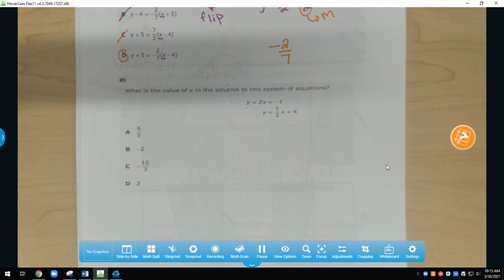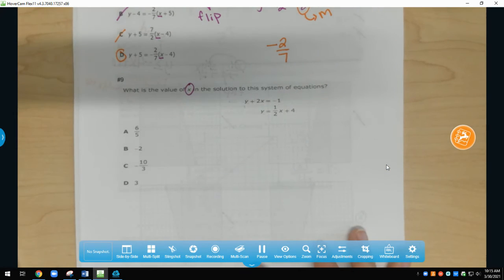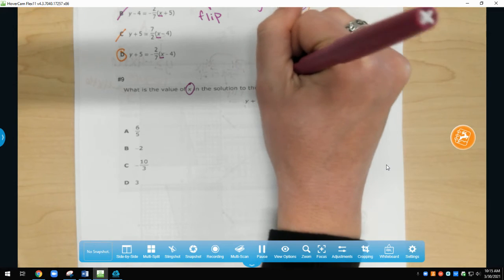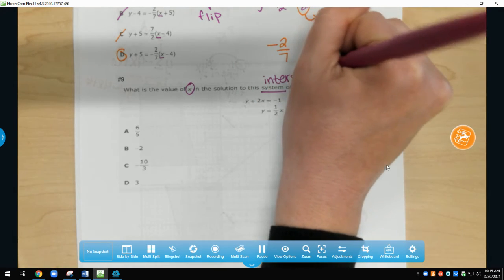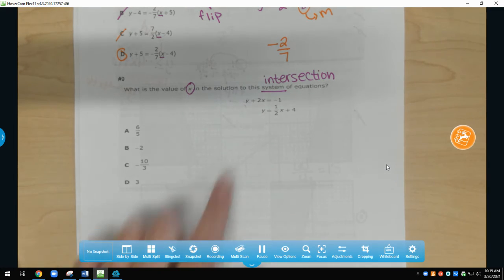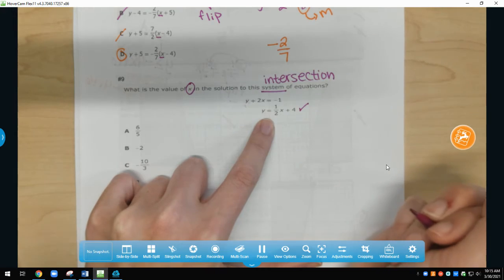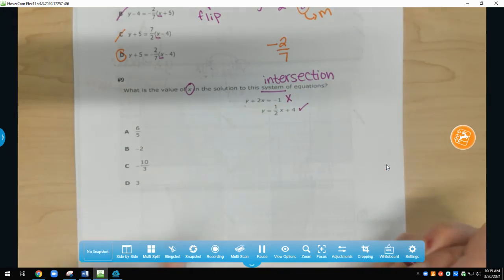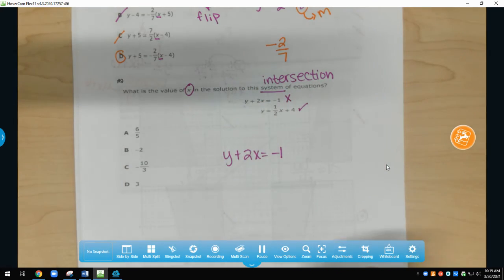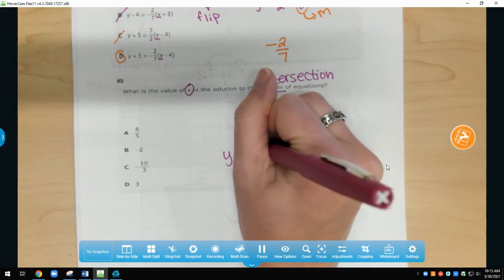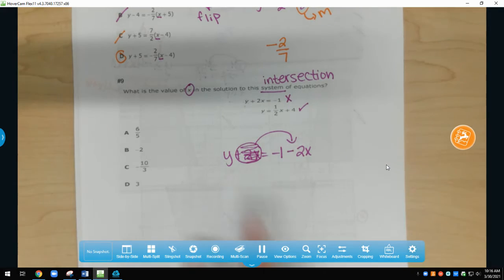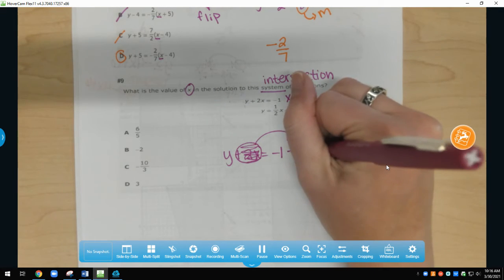Okay, what is the value of x in the solution to this system? When you're dealing with systems, you want to look at the intersection, so where they cross. Okay, so we're going to see if they're ready to be in Desmos, which means is y single. Y is single here, so that one's good. This one is not good, so we need to change it. Okay, so I need to move the x, change the sign. Y is by itself, so now this one is good.